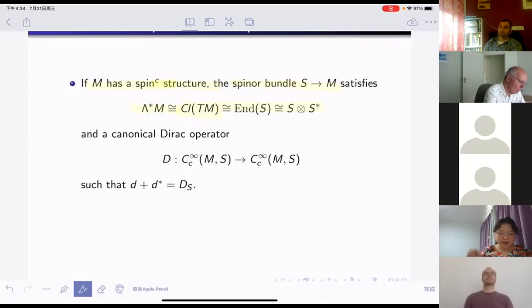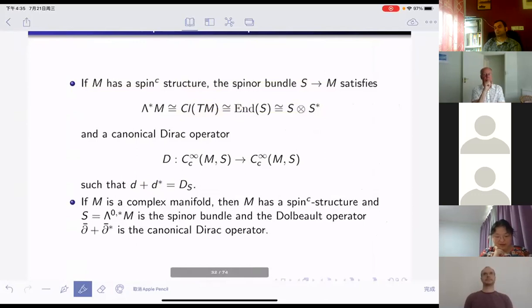And therefore, one can ask how the canonical Dirac operator relates to the Rham operator. And that is, if you twist the canonical Dirac operator by the spinor bundle, then it will be the Rham operator.